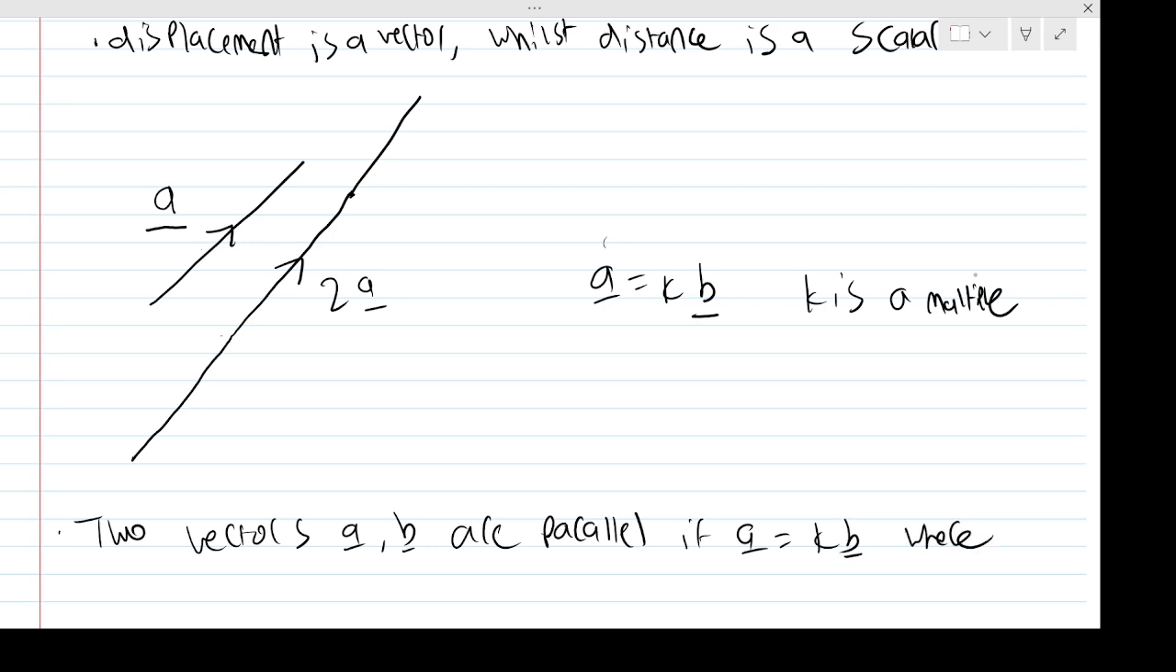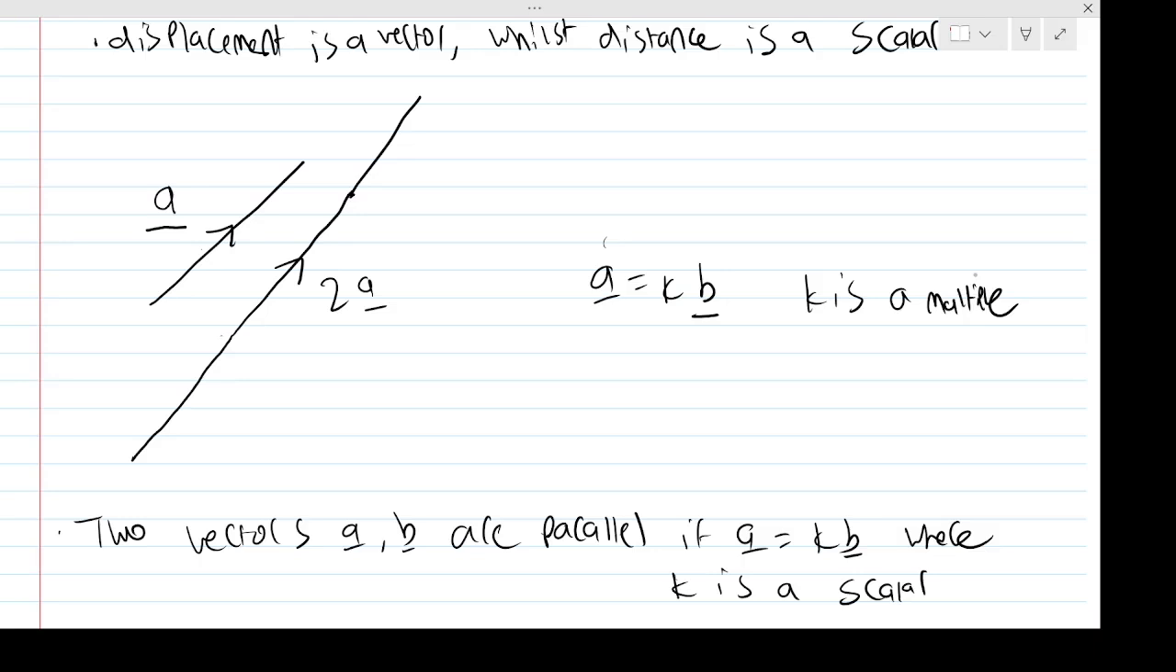Where K is what we like to call a scalar. A scalar just means a number, essentially. It's a fancy name for a number. So K is just our multiple. Two vectors are multiples of each other, which means they're parallel, because they might not have the same length, like in this example, but they have the same direction. The same direction means they're parallel.